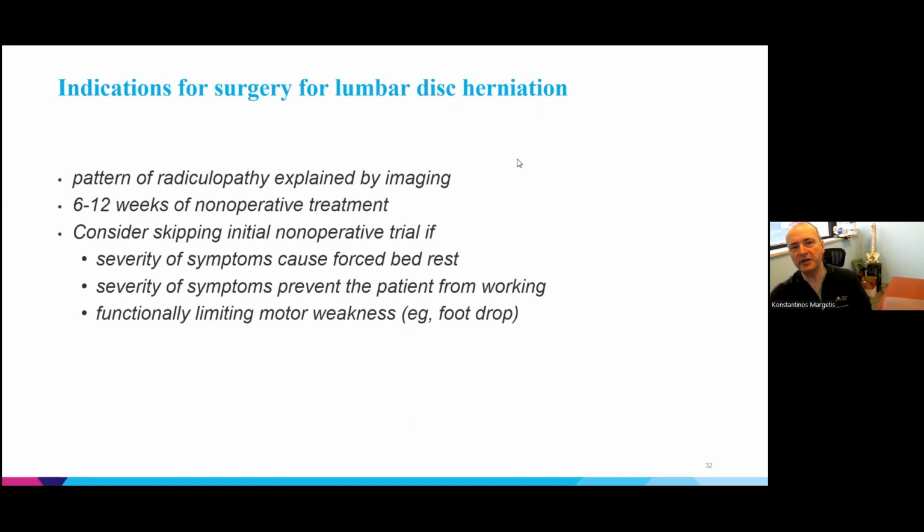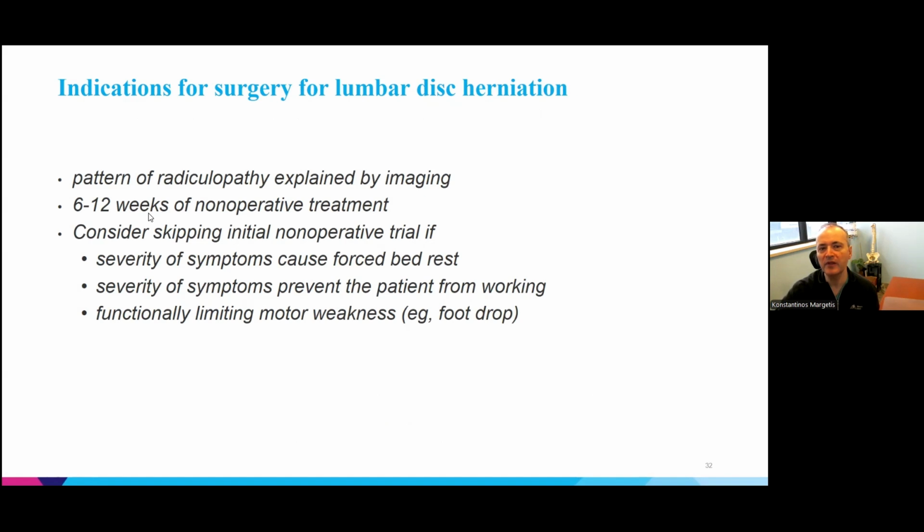So when do we usually consider doing surgery for these lumbar disc herniations? First of all, we need to make sure that the disc herniation that we see on the MRI explains the patient's symptoms, because it might be an incidental finding. The pain might be coming from a totally different pathology. So we don't want to do an unnecessary surgery.